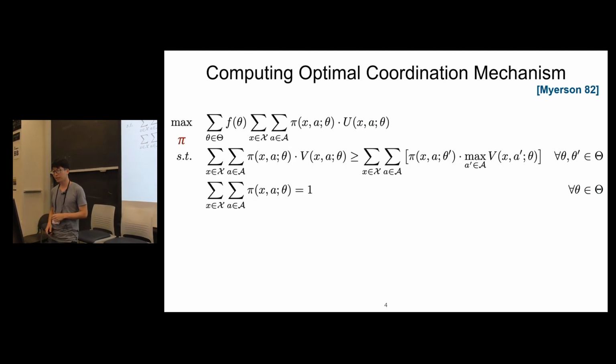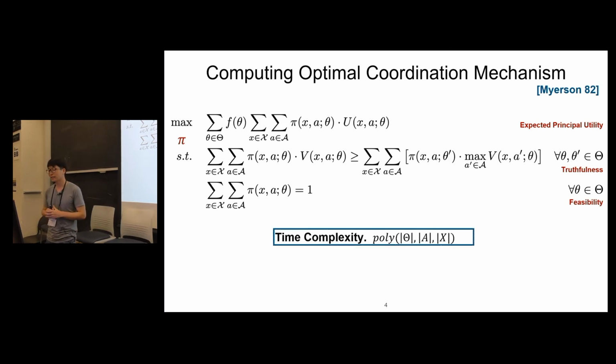recommendation. And surprisingly to me, Myerson actually came up with a linear program that can solve this optimization problem in his paper as well. You don't need to look at the details of the program, but really what it's doing is just trying to maximize the principal's expected utility subject to truthfulness and the feasibility constraint. So everything is nice, and the time complexity is going to be polynomial depending on the number of principal actions, agent actions, and the types.